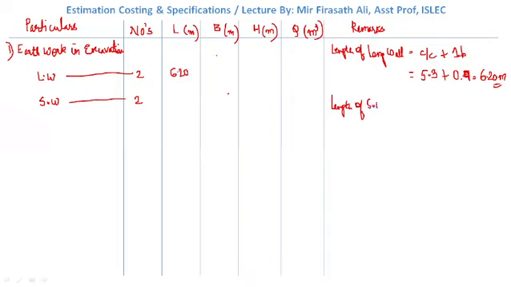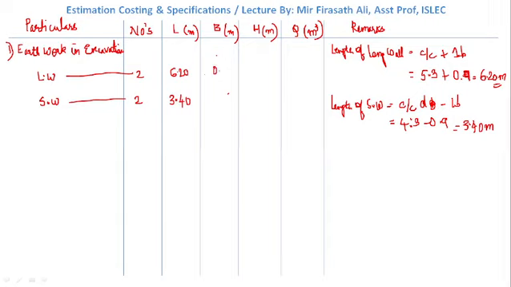Length of short wall is equal to center to center distance minus 1 breadth. What is the center to center distance? 4.3 is the center to center distance minus 0.9. So how much does it stand? 4.3 minus 0.9 is 3.40 meters. So here we will write it as 3.40 meters. Breadth, as we know, is nothing but 0.9. Here also 0.9. All this we are getting from this figure.